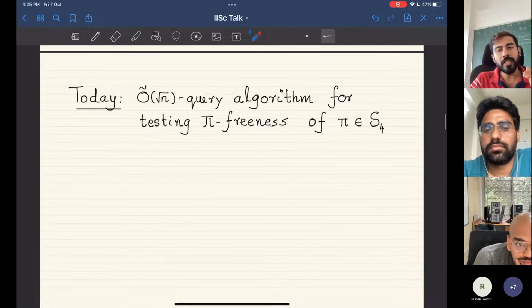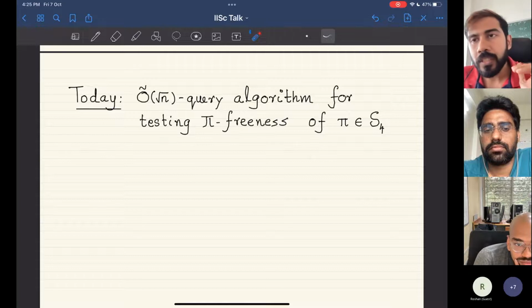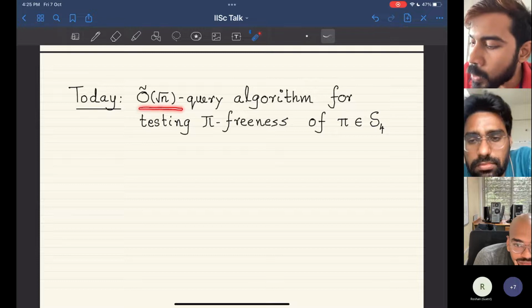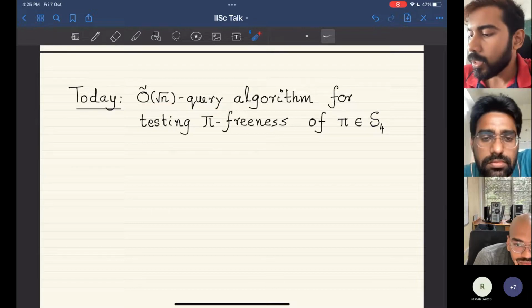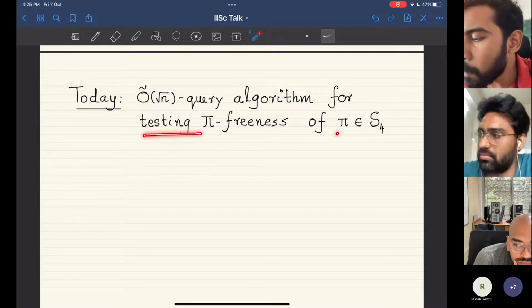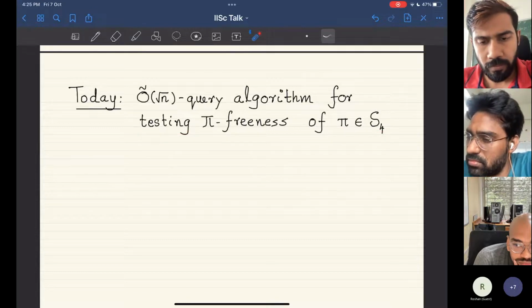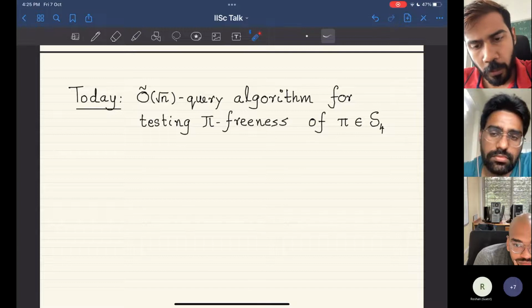And for today's purposes, I'll show an outline of a square root n query algorithm for testing pi-freeness of some permutation of length 4. Okay.